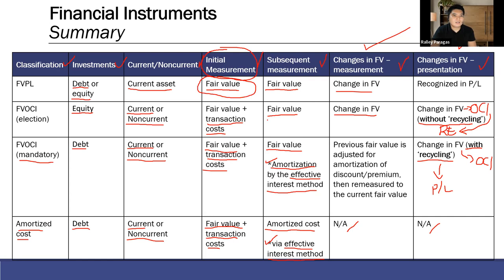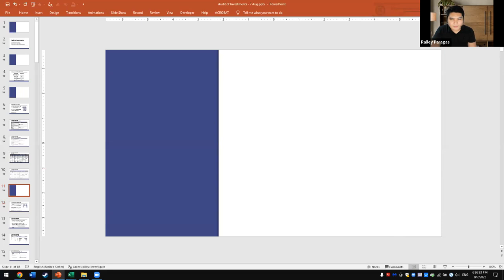So the general rule as stated in the standard, yung initial measurement mo ng lahat ng investments mo would be fair value plus TC, you know, fair value plus transaction costs. Except for FVPL, which is mag-fair value ka lang. Okay? Alright. So I think that's it for that slide. Punta tayo sa problem. Okay, punta tayo sa problem. Let me just present my screen, no?